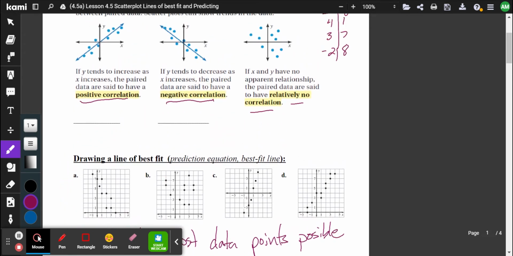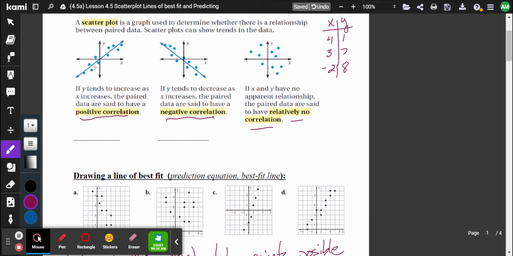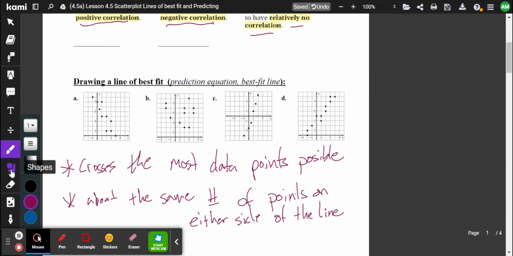And that just means that when I have my line, like over here, I have 1 point that's not touching, 2 points, 3 points, 4 points on this side. But on the other side, I have 1, 2, 3, 4, 5. So that's about the same. So this is probably a good line of best fit. That's all we're looking for.